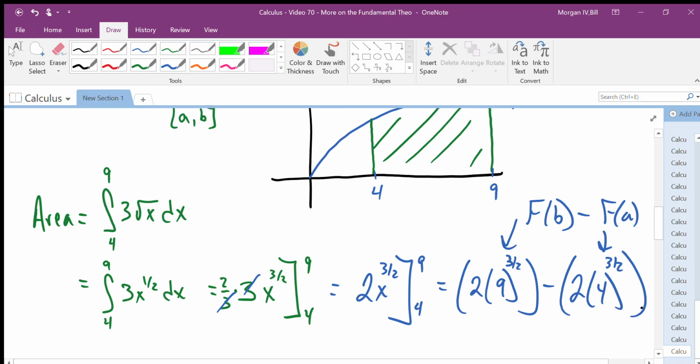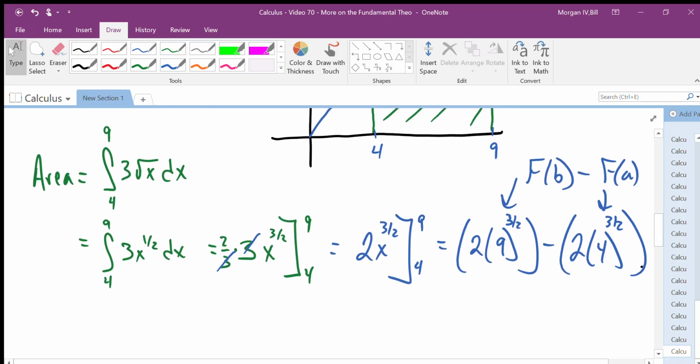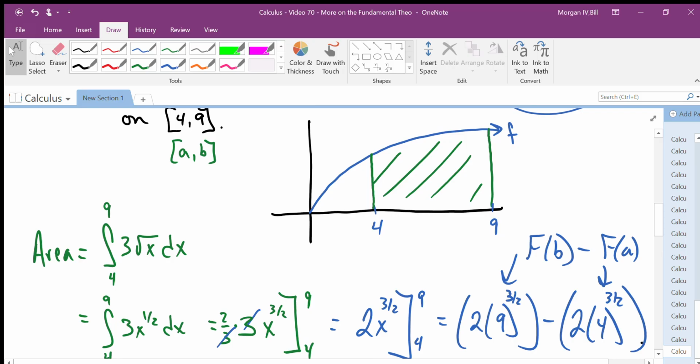Okay, 9 to the 3/2. Well, the square root of 9 is 3, and then 3 cubed is 27. 27 times 2, 54. 4 to the 3/2. The square root of 4 is 2. Cubed is 8, times 2 is 16. 54 minus 16 should be 38. And the area under the curve here is 38. That's all there is to it.